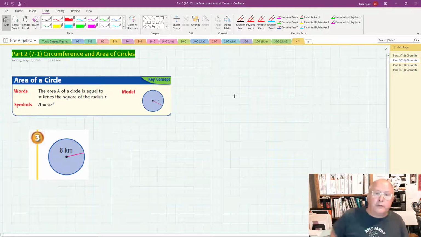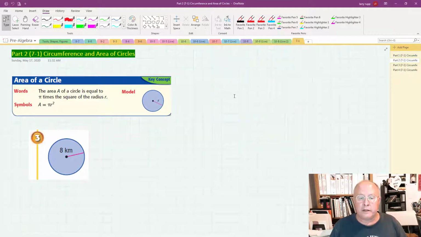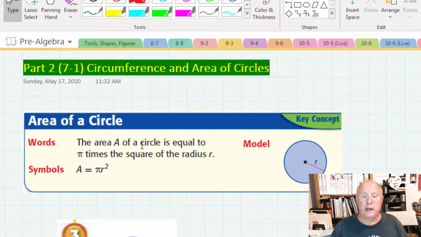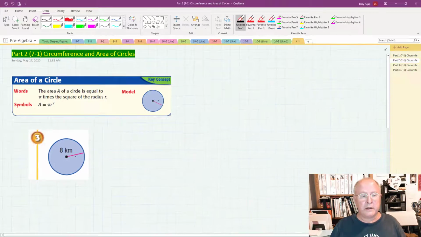So we've dealt with circumference and radiuses and diameters. Now what we're going to calculate is the area of a circle. Okay, and the area of a circle brings us to this key concept here, and it says the area A is typically denoted as the area of a circle. That's the variable. And it's equal to pi times the square of the radius. Okay. Down here on example 3, it says find the area of this circle right here.